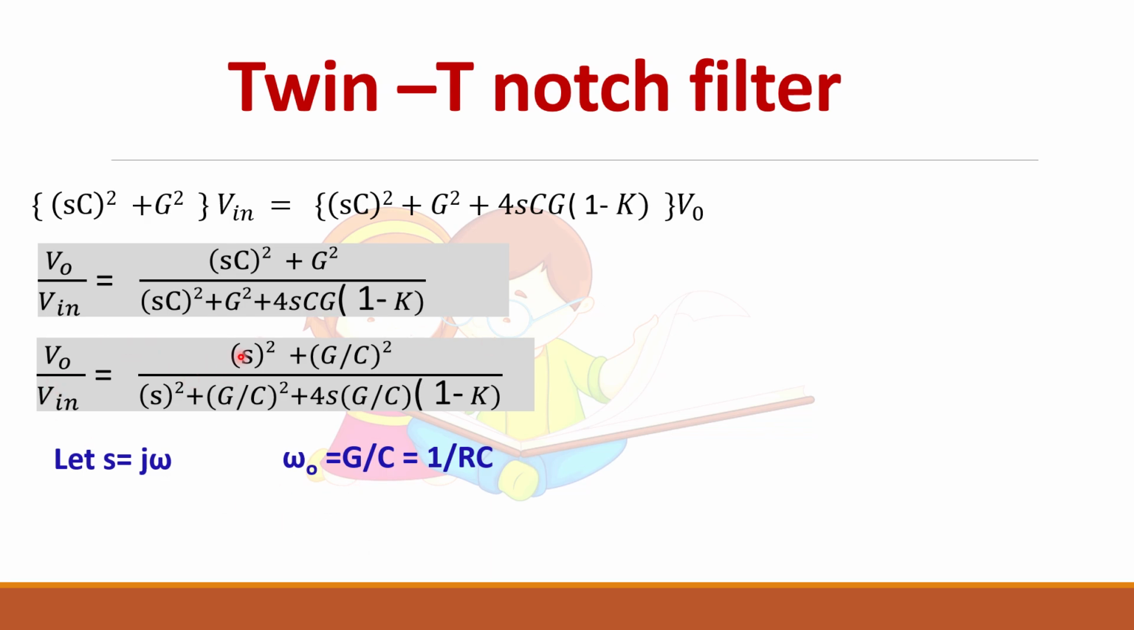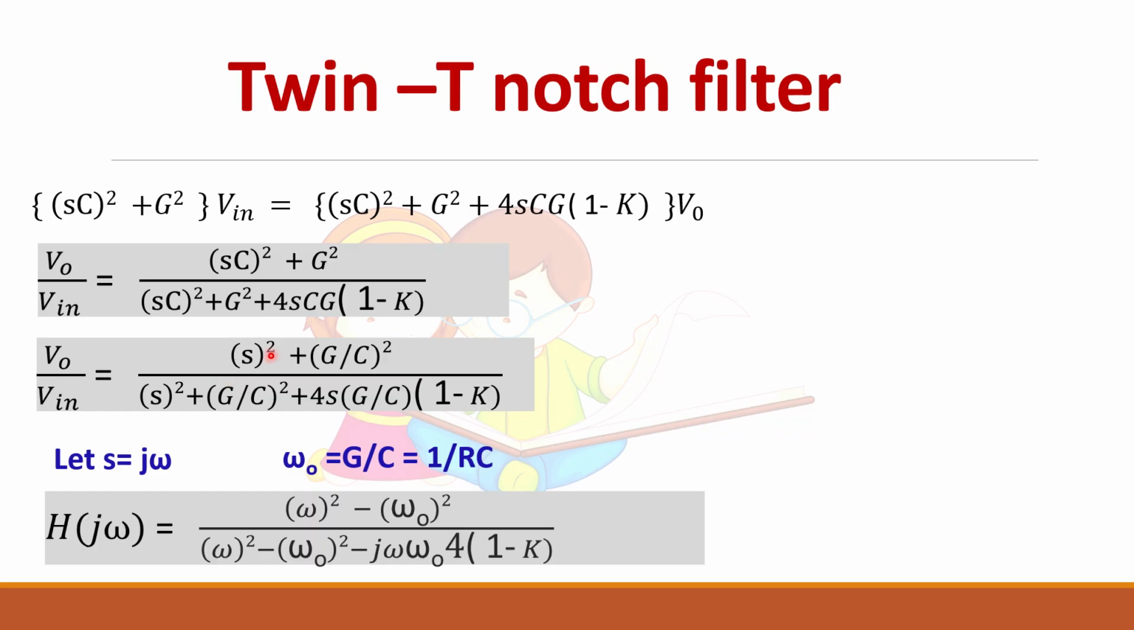Now we will simply substitute S equal to J omega. So it becomes omega square minus omega naught square divided by this part. Now if you see in this equation, if both omega and omega naught are equal, what happens? This term becomes 0. So we can say that at one frequency, that is this center frequency, the magnitude or the gain is 0. So we call it a band reject filter.